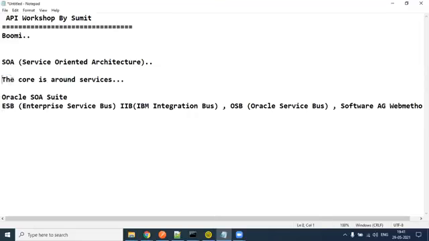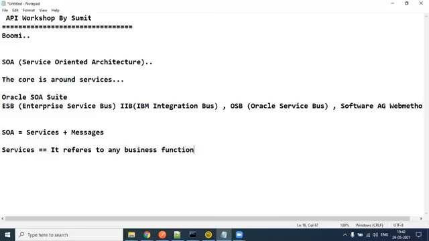Now when we say the core is around services, we need to understand what a service is. I personally say SOA is about two things: services and messages. These are the two building blocks of service oriented architecture. What does service mean? It refers to any business functionality.